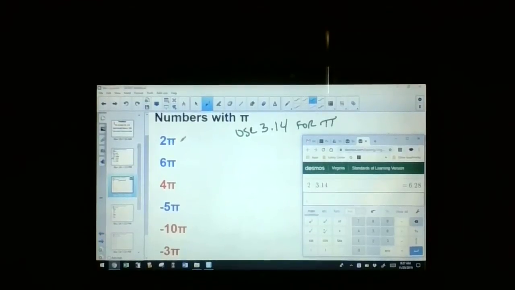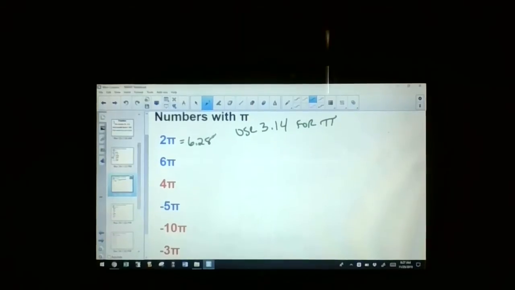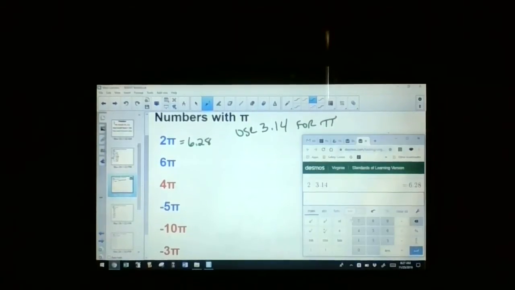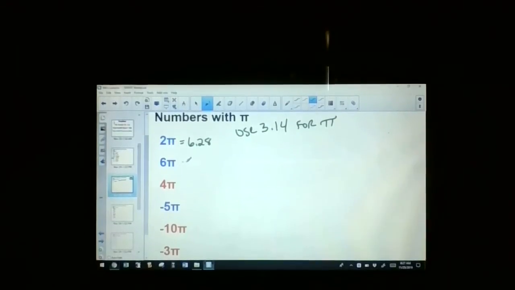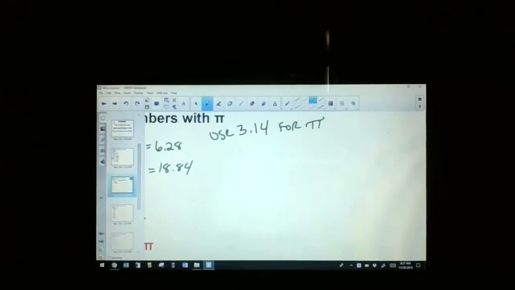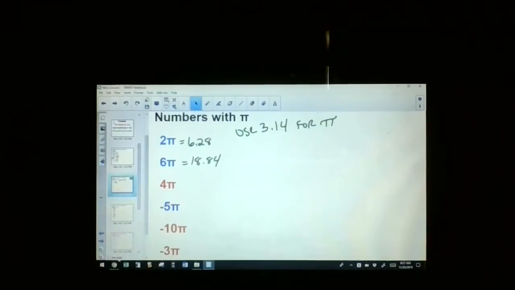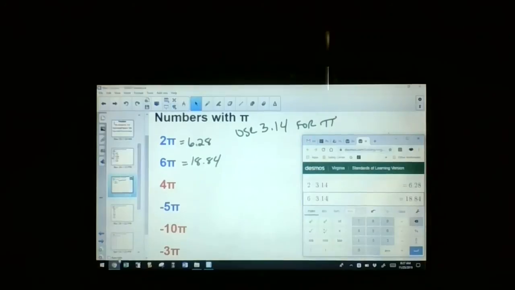And so we get 2 pi equals 6.28. If I was going to do 6 pi, again, 6 times 3.14, and you get 18.84. Pause the video and do 4 pi. Did you get 4 times 3.14 is 12.56? That's what you should have gotten.